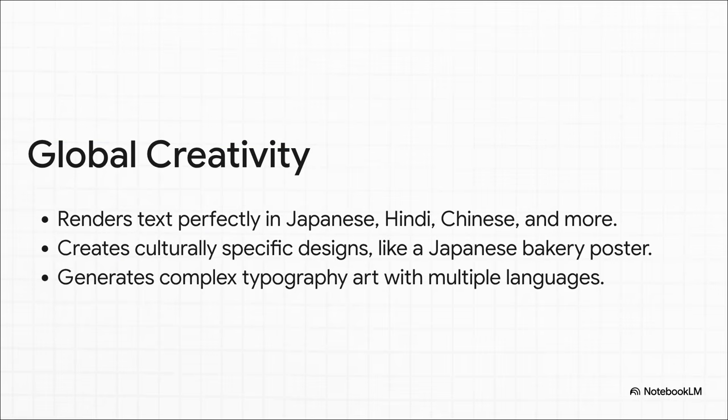And this usefulness is now truly global. The model has gotten so much better with other languages, especially ones with complex characters like Japanese, Hindi, and Chinese. It's not just about text either. It can create culturally specific designs, like making a poster for a bakery that actually looks like it belongs in Tokyo, and even create really complex art using words from all over the world.